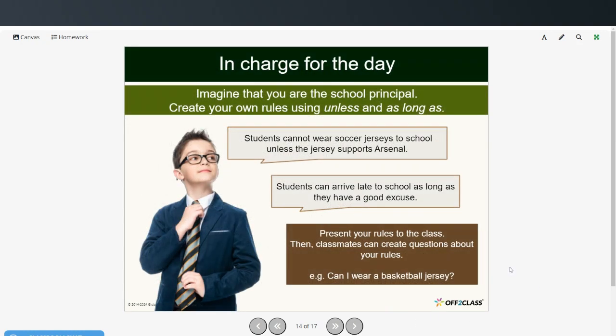All right, so imagine that you are the school principal and you want to create your own rules using unless or as long as. And here are some examples. Students cannot wear soccer jerseys to school unless the jersey supports Arsenal. Students can arrive late to school as long as they have a good excuse. So go ahead and try that. Make some of your own rules and then create some questions that would go along with those rules.